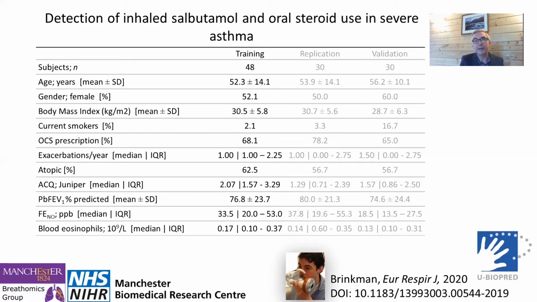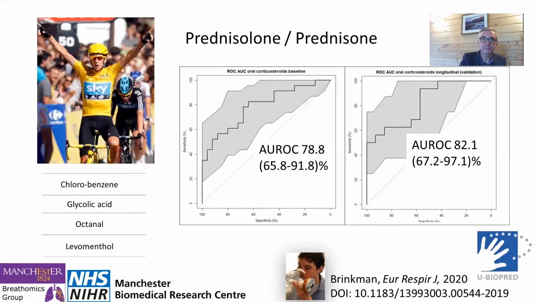We then followed up the patients 1 to 2 years later. Some of those patients came back and had another set of samples, which we've called the replication sample. But some patients who had not been sampled at baseline because their centre hadn't started sampling yet, then had samples done 12 to 24 months later. And so we had, at least to a degree, an external validation set here. This table just shows the demographics, and really there was not much difference between the 3 groups.